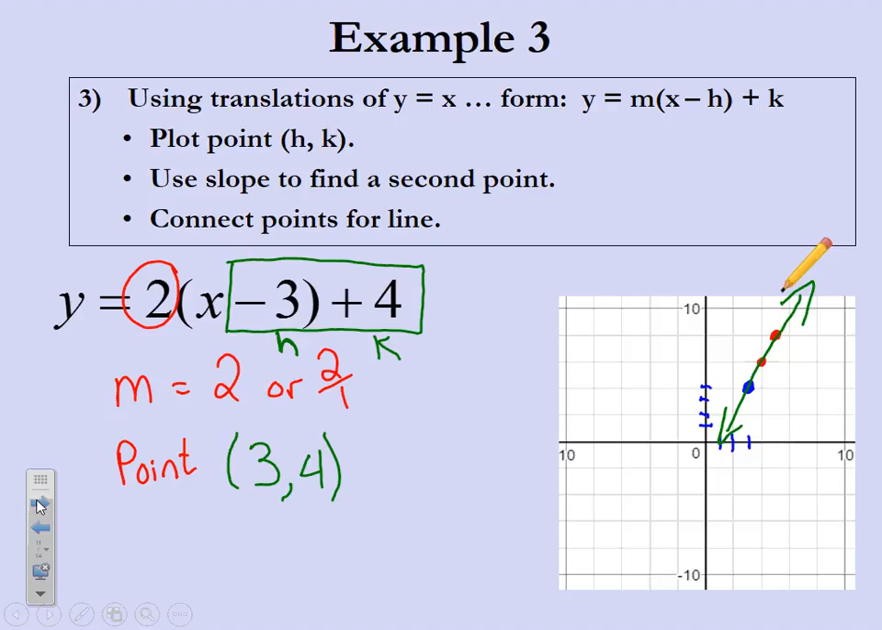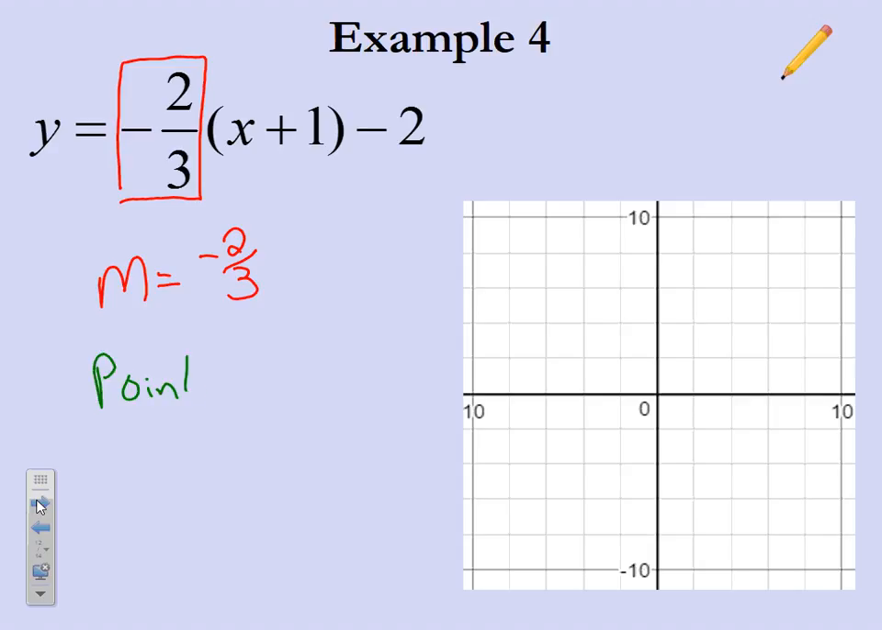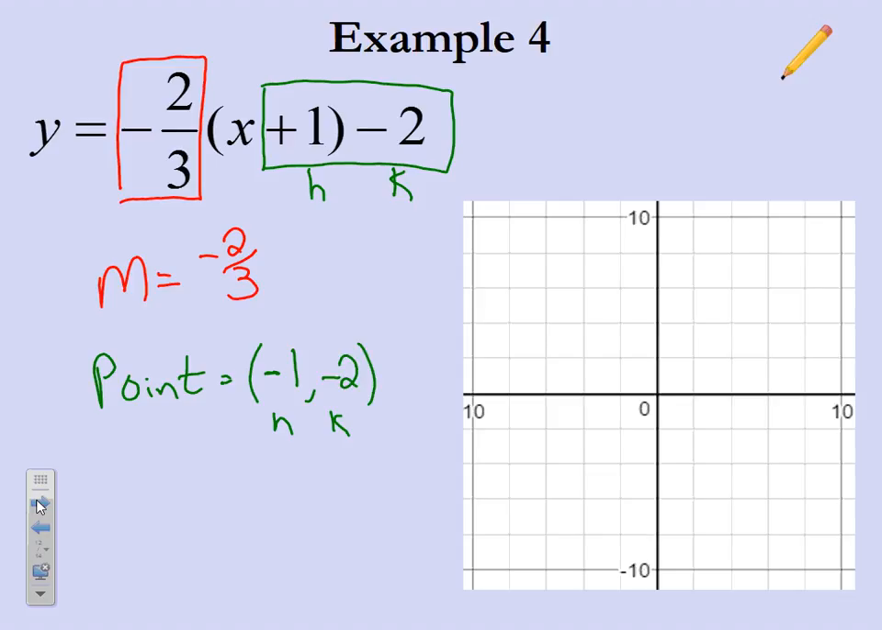All right, moving on to our last example. This example has to be in your notes, please. We're going to do the same thing. We're going to find our slope and our point. So our slope first is right here, up in front, so I have -2/3. That's my slope. Now my point is this right here. This is my h, this is my k. The h is always the opposite. So I have a +1, so here in my h, I'm going to have a -1. My k is -2. The k is always staying the same.